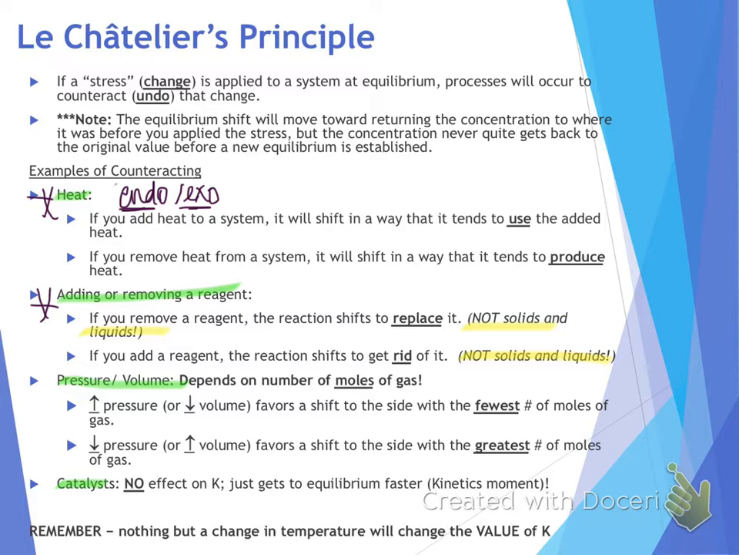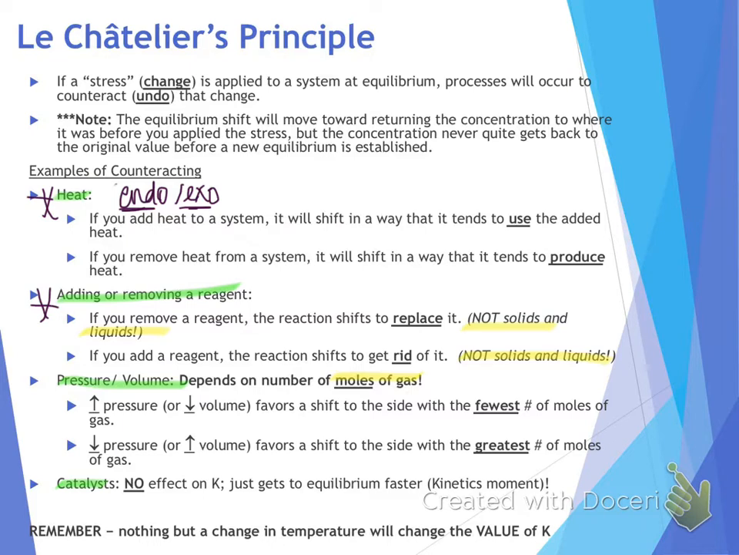It won't change it. All right, so pressure and volume, that's going to affect our gases. We have to look at our moles of gas. Remember, pressure and volume have an inverse relationship. So increased pressure means we have a decreased volume. So if it says something like we're making the volume of the container smaller, that's increasing our pressure. Well, our system wants to decrease the pressure again. It can decrease the pressure by shifting towards the side with fewer moles of gas. Less gas particles is a lower pressure.